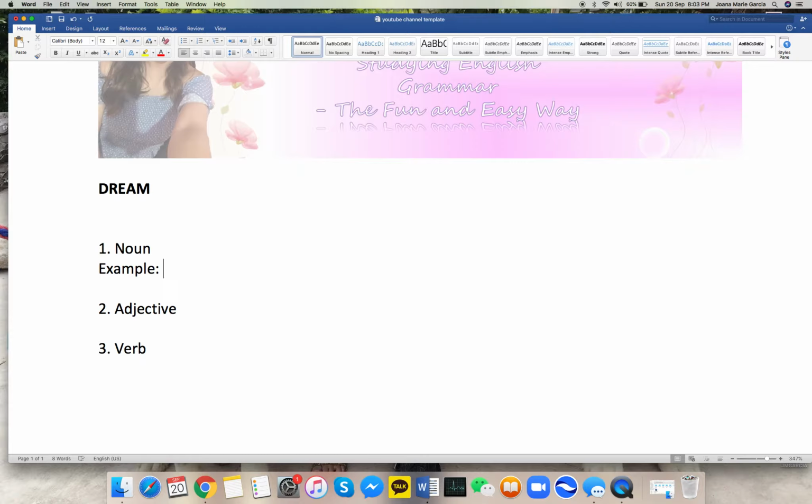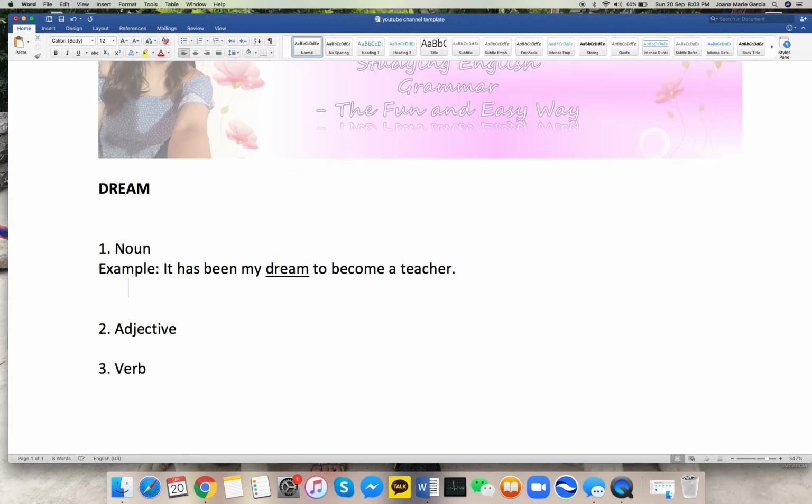Let's have an example for singular. For example, it has been my dream to become a teacher. As you can see here, dream is singular, so I use the determiner my. Now for the plural noun, I have a lot of dreams. In that case, I use dreams without any determiner.